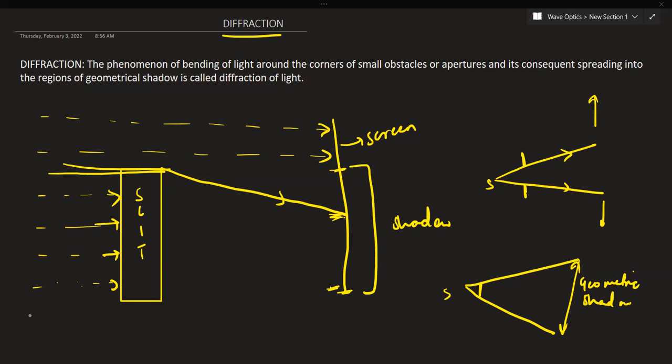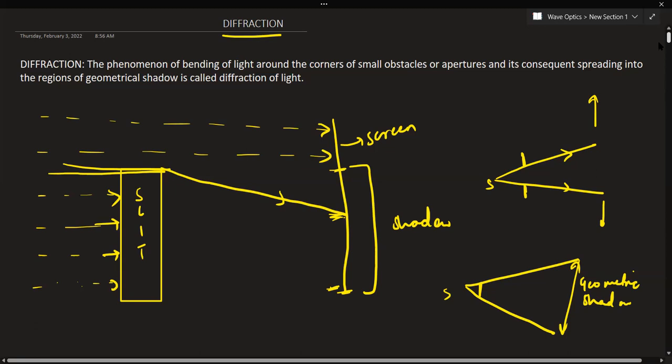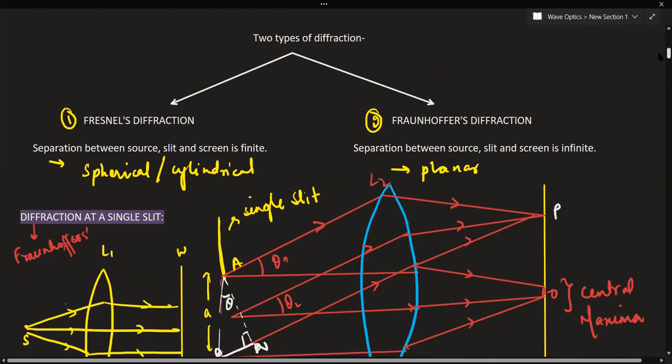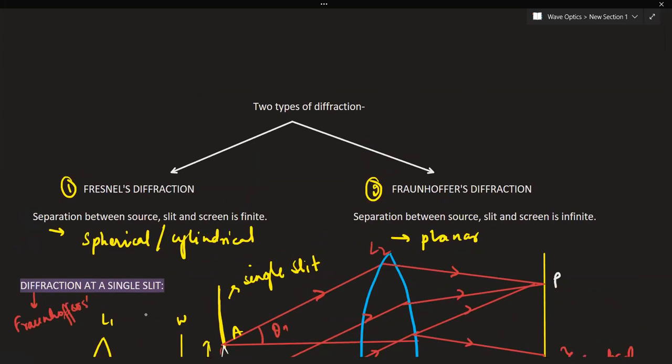From this page, just write the definition of diffraction. You don't need to draw this. These were just for your explanation. Then write the types of diffraction.